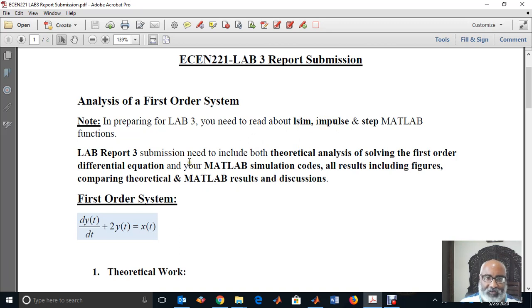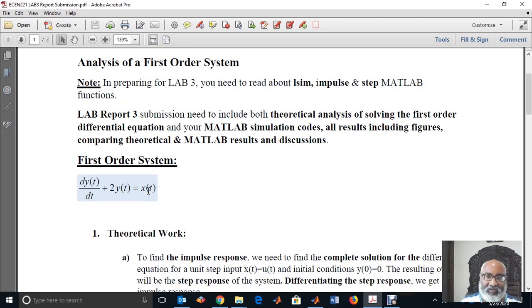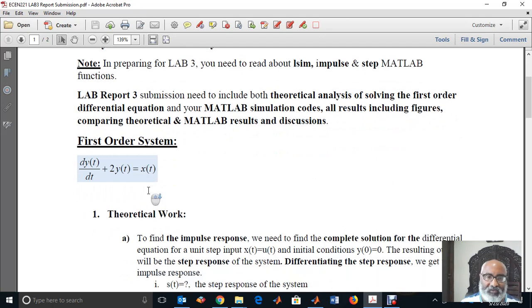Lab report 3, of course, as usual, includes theoretical analysis of solving a first order system, a system described by a first order differential equation, and your MATLAB simulation results, including figures, and comparing your theoretical mathematical analysis with the MATLAB simulation and discussions of the results.